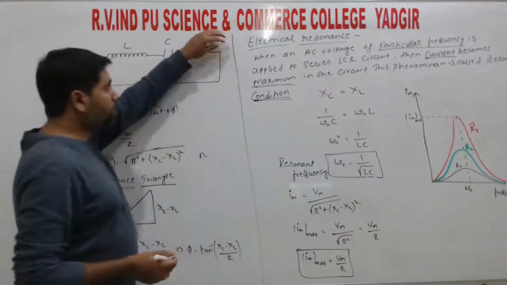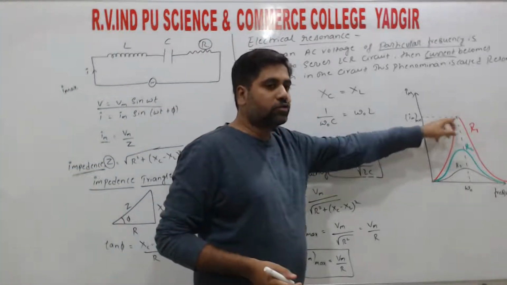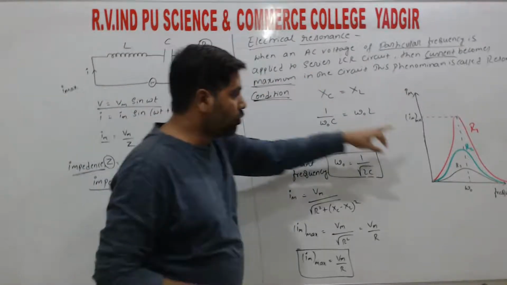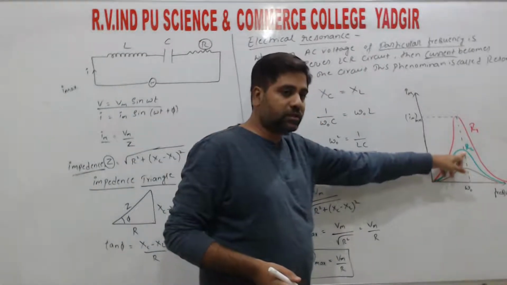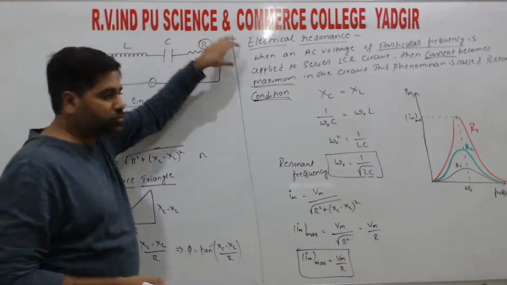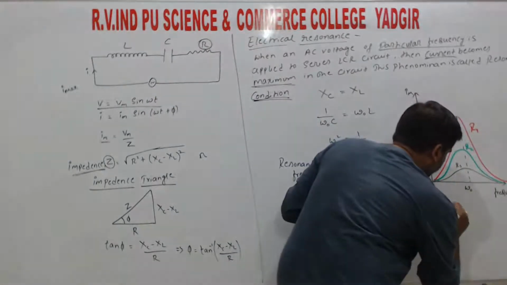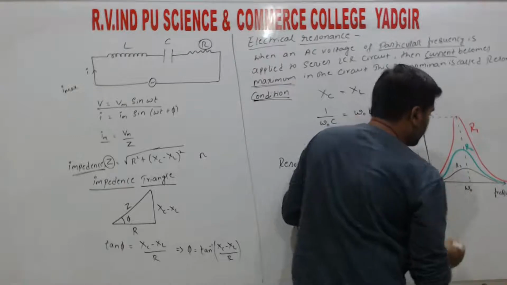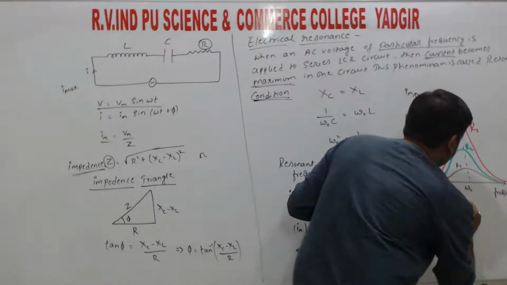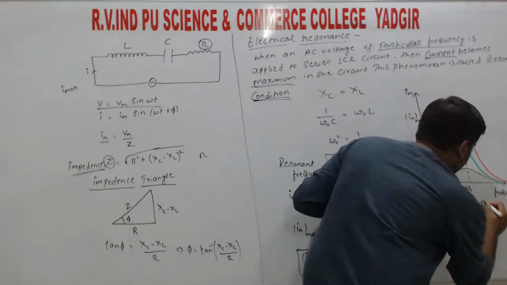So here for example, if we connect a 10 ohm resistance, we get the maximum current here. So if we increase the resistance to 15 ohm, we get the second curve, and for the third, if we increase this to some 20 ohms, again we get R3. That means R3 resistance is greater than R2, greater than R1.